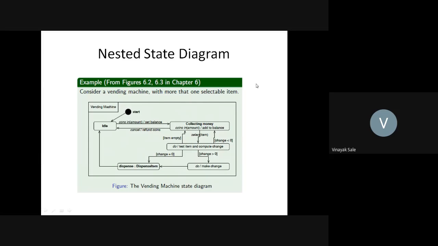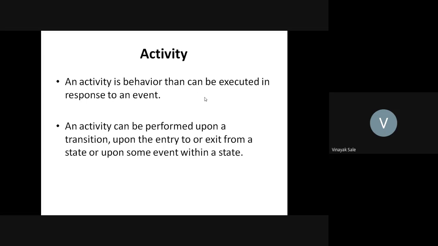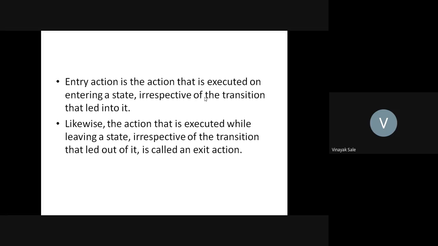Then a nested state diagram. This is the example of a vending machine. A state diagram within a state diagram is a nested state diagram. We will see the concept of nested state diagram and the activity diagram in the next lecture. Okay, we stop.